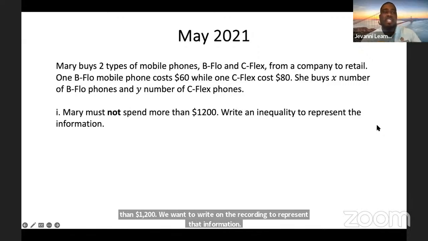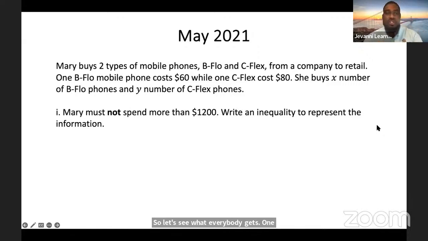So let's see what everybody gets. You should not spend more than 1,200. All right. Well, Moya is fast on the block. It's like you did this question already. 60x added to 80y less than or equal to 1,200. Does anybody agree with her or do we disagree? Do we agree or disagree with what Moya had gotten?